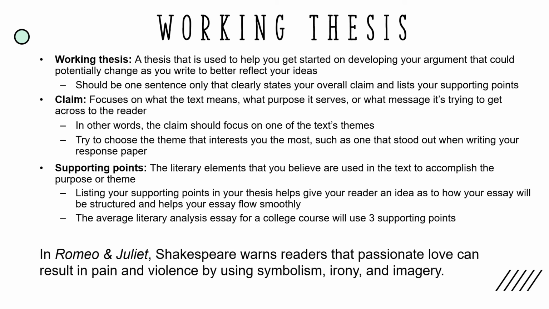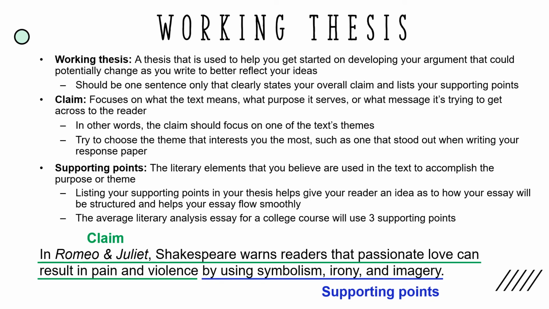Let's look at this example of a working thesis. In Romeo and Juliet, Shakespeare warns readers that passionate love can result in pain and violence by using symbolism, irony, and imagery. The first part of this thesis is the claim. The writer has chosen to focus on a lesson that the text teaches its readers. The play serves as a warning about passionate love. The second part of this thesis lists the supporting points. The writer believes that the lesson is demonstrated through the use of 3 literary elements: symbolism, irony, and imagery.